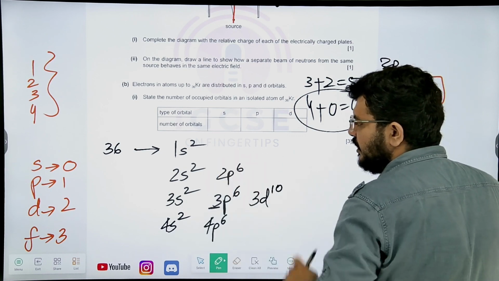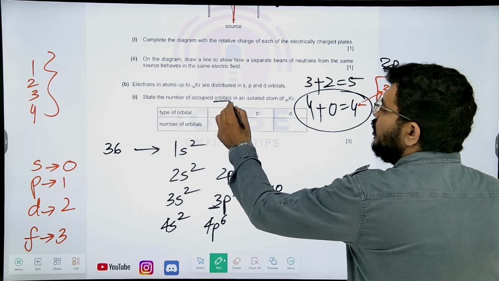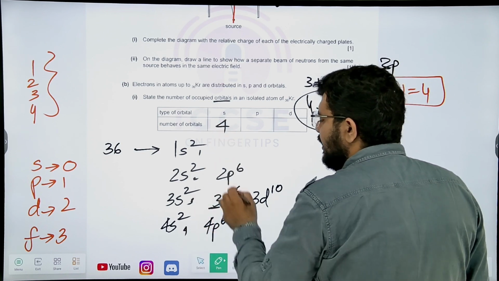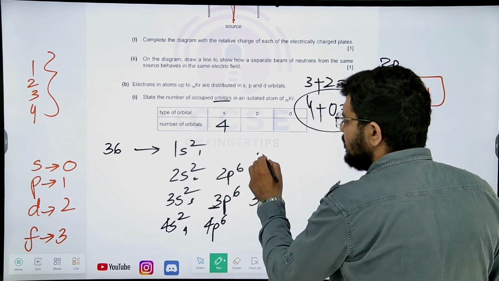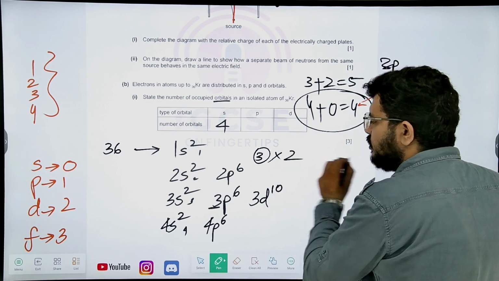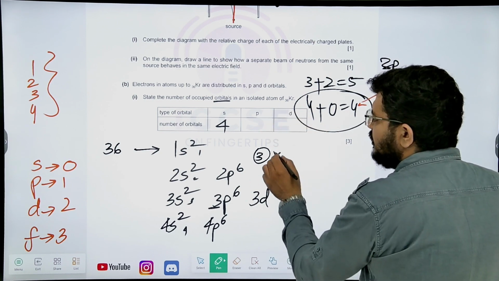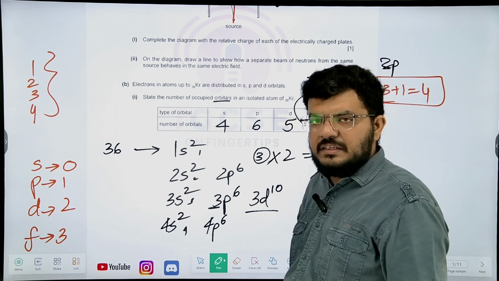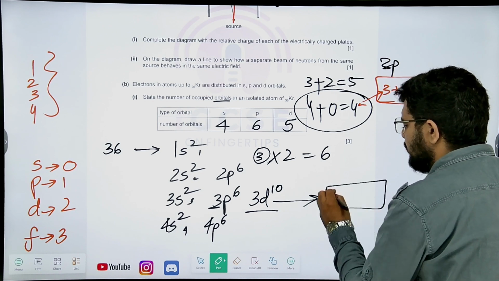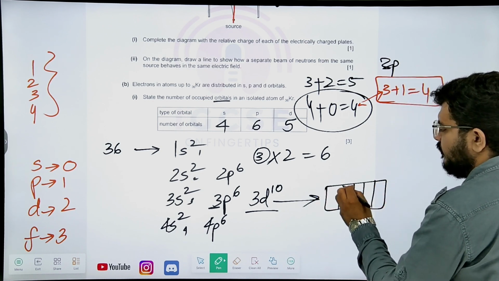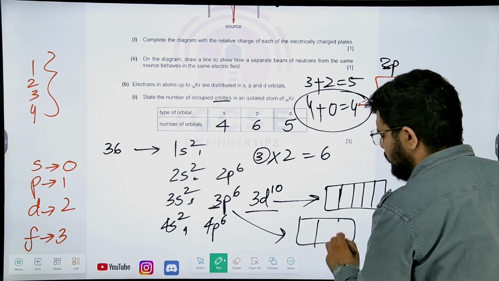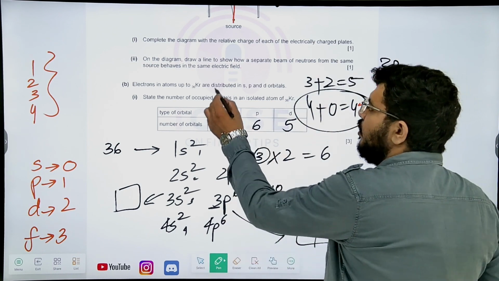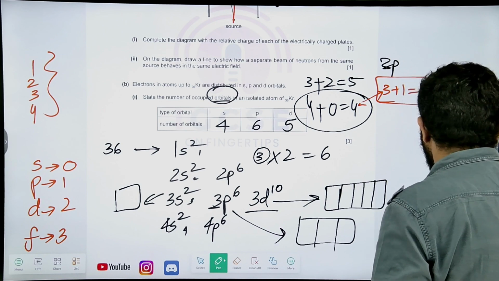Now the question is not about configuration. The question is about the number of occupied orbitals in an isolated atom of krypton. So 1, 2, 3 and 4: 4 orbitals of s. Each p subshell has 3 orbitals and there are 3 p subshells filled, so 6 of them, and here 5 of the d. These are your answers. The d subshell has 1, 2, 3, 4 and 5 orbitals, the p subshell has 3 orbitals, and the s subshell has just 1 orbital. So I have taken all the orbitals because they are asking for orbitals in this answer. Please read your questions carefully.